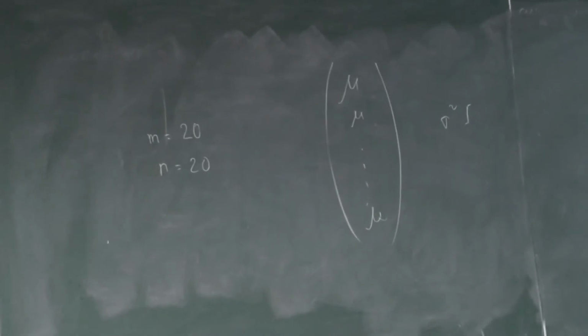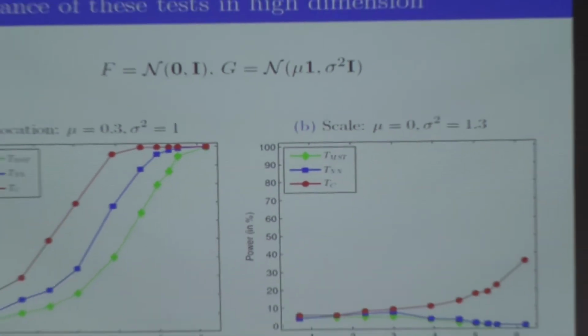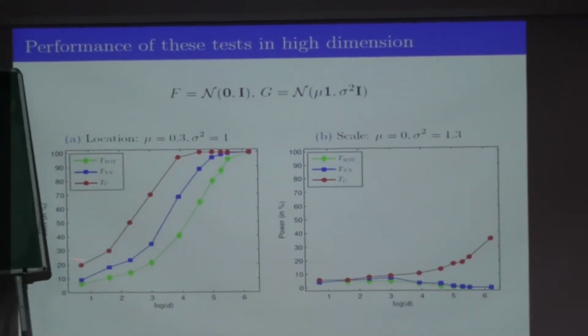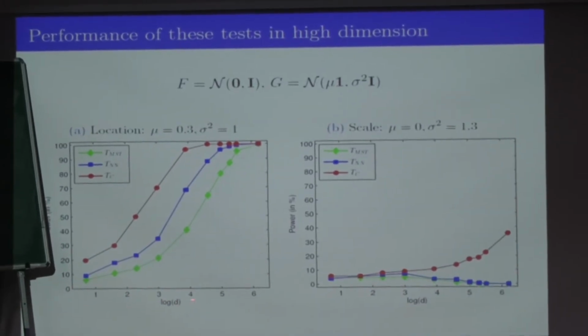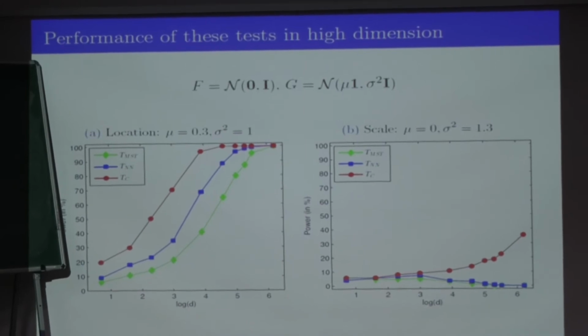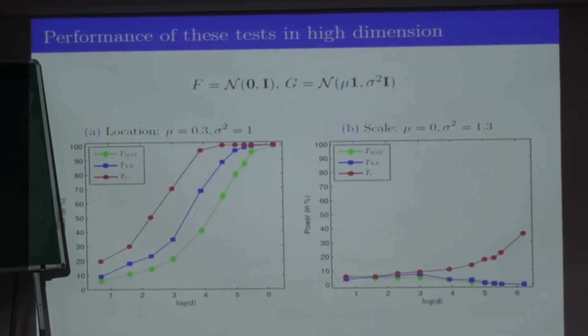We have seen the test based on the minimal spanning tree, that is due to Friedman and Rafsky. We have seen the nearest neighbor test. We have seen the Cramer test. Now we are studying the behavior of these tests for different dimensions, and the dimension increases along this scale.